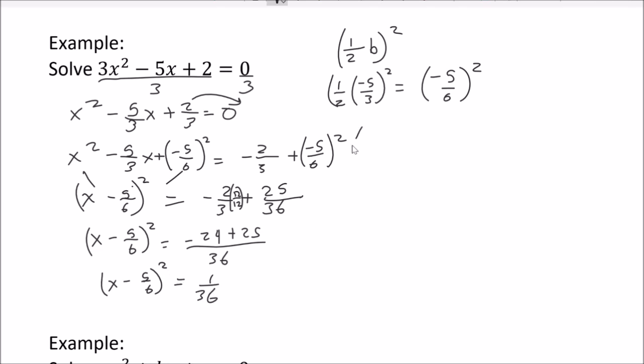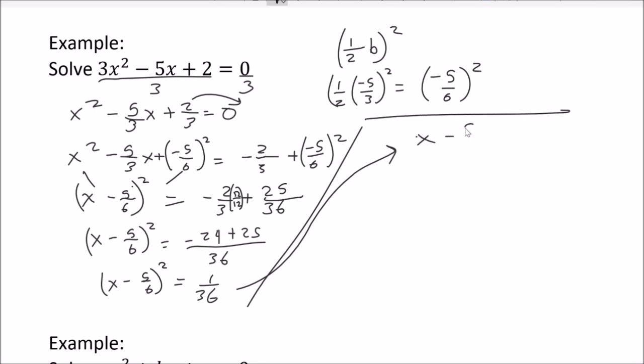I'm out of space, so I'm actually just going to bring this stuff right up here. And now we're going to take a square root of both sides. So I get x minus 5/6 equals plus or minus square root of 1 over 36. We're going to add 5/6 to the other side, and we're going to simplify in one step. So what we get, that 5/6 is coming over, plus or minus square root of 1 is 1, and square root of 6 is 6.